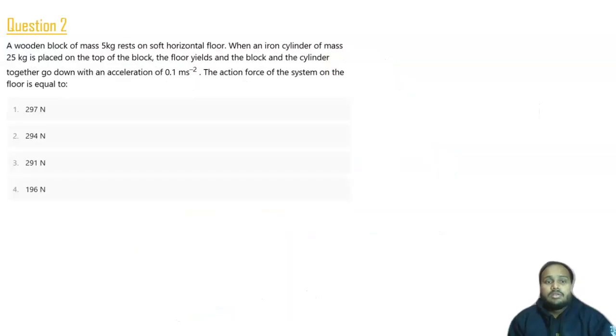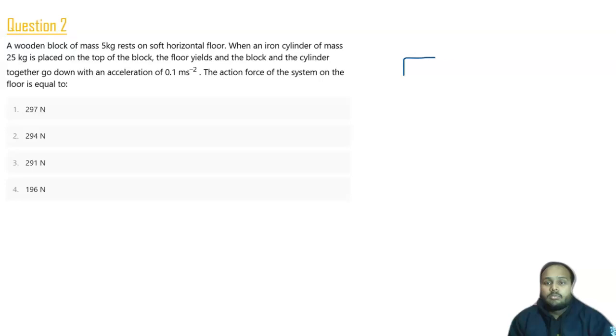Fine. So in this question, we have been given a wooden block of mass 5 kg which rests on a soft horizontal floor. When an iron cylinder of mass 25 kg is placed on the top of the block, the floor yields and the block and the cylinder together go down with an acceleration of 0.1 meter per second squared. We need to find the action force of the system on the floor. Fine. So let us first draw the free body diagram, which is very important for these types of questions.